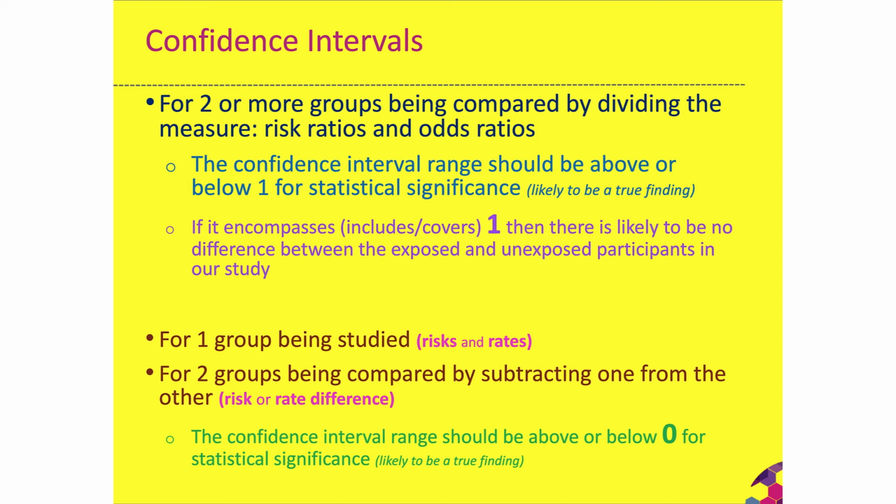So this is the difference, and it can be confusing. When we're talking about risk ratios and odds ratios, the confidence interval should be above or below 1 to show statistical significance. But when it's a risk or a rate or a mean or a difference, then it has to be above or below 0 to be statistically significant.